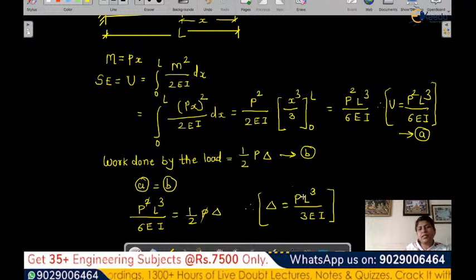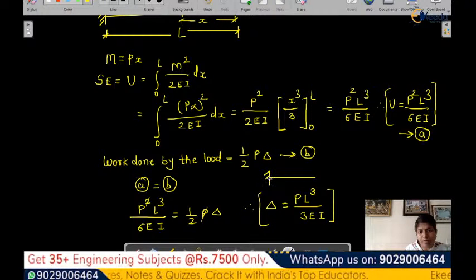So this is a deflection, and you have to remember this always. What is the deflection for a cantilever beam when a point load is acting at the free end? So what is the deflection? Okay, so it's always PL cubed by 3EI for the specific condition.